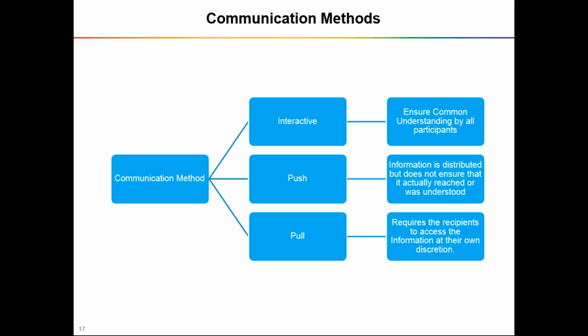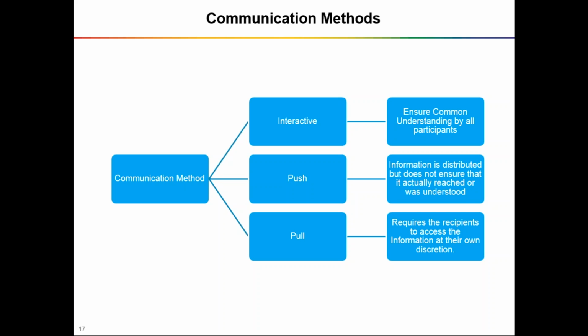There can be 3 types of communication methods. One is interactive, the other one is push, and the third one is pull. Now, interactive we all know, where the communication happens 2 way. Like we are saying something, the other person is understanding and conversing. 2 way communication is happening.